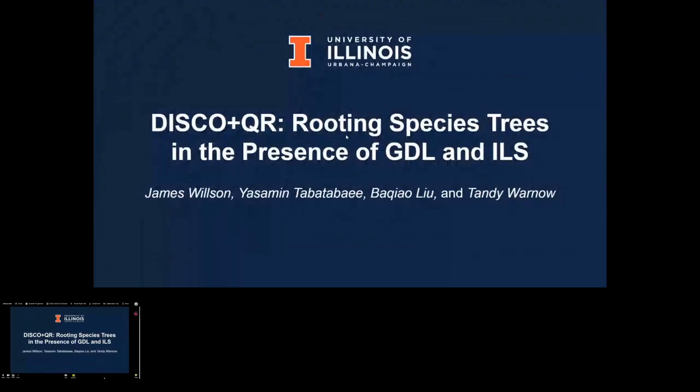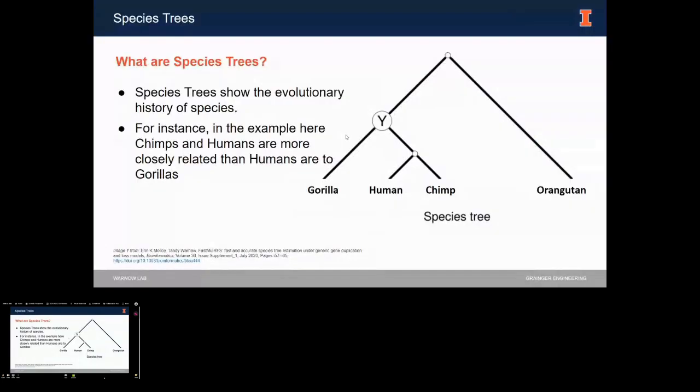Okay, so today I'm going to be presenting DISCO plus QR, rooting species trees in the presence of GDL and ILS. So first, a bit of context here. So what are species trees? Species trees are trees that depict the evolutionary histories of species. We have here the leaves, which are the species, and then the topology of the tree, which represents the relationship in the evolutionary history. So for instance, here we can see that humans and chimps are more closely related than humans and gorillas.